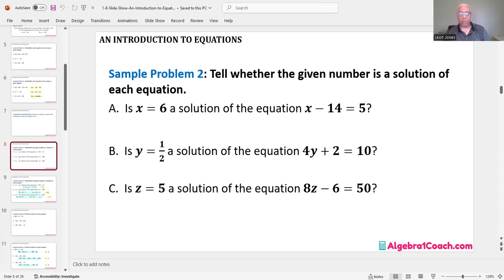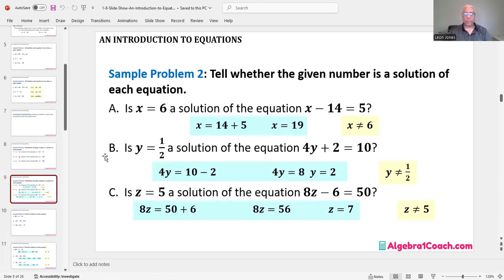So what about z equals 5, a solution? So I'll plug 5 in. 40 minus 6 equals 50? No. There you go. None of these are equal.